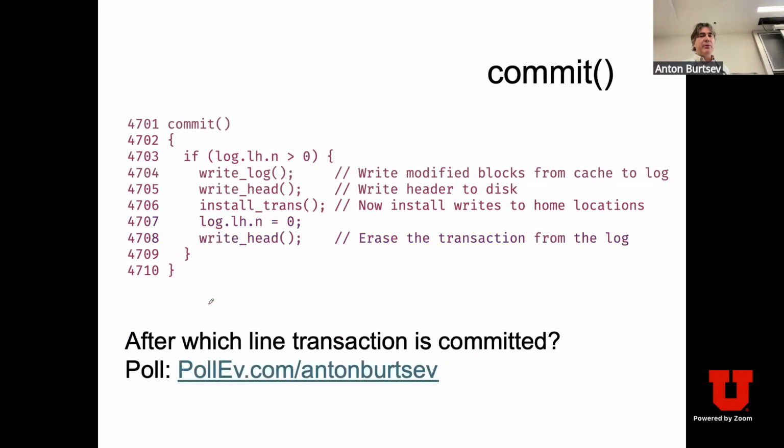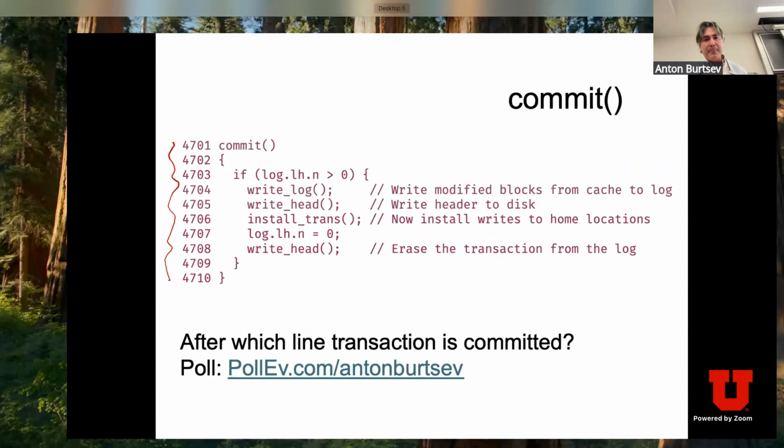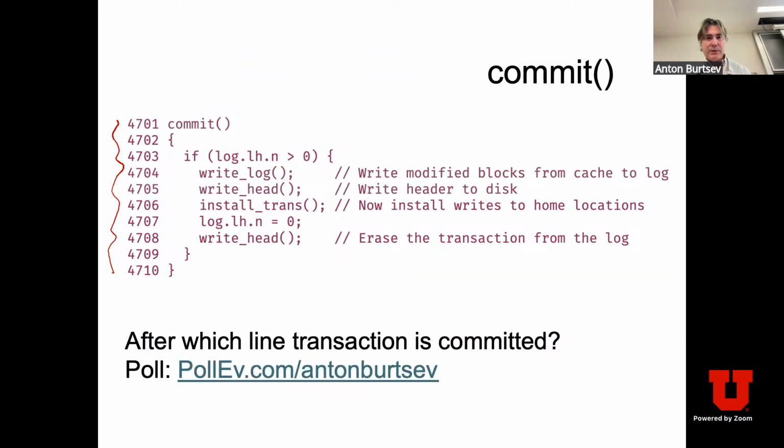So the question which I wanted to ask on Poll Everywhere is, in this function, which line is the commit point of the transaction? Meaning, after which line, if we lose power and we come back, rebooting the system, we will have the data. Like, we're not going to lose the data. So let me quickly start Poll Everywhere.